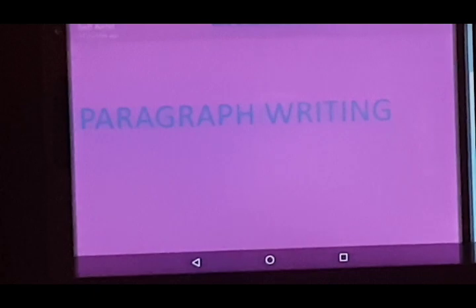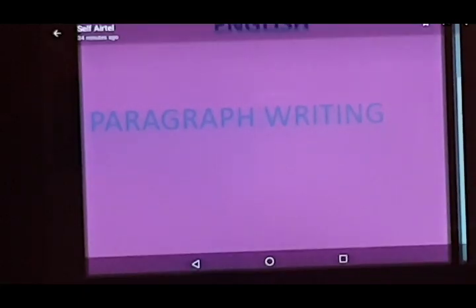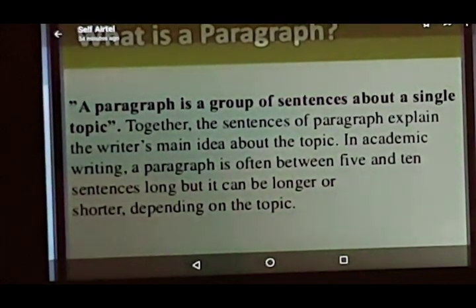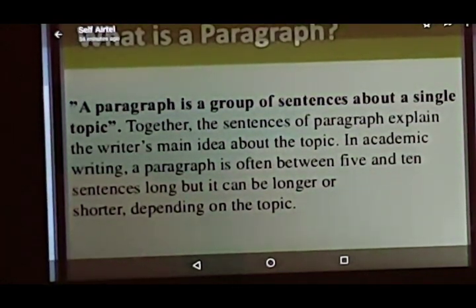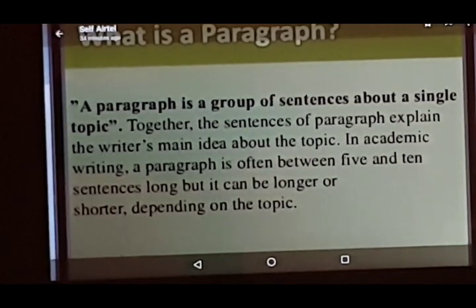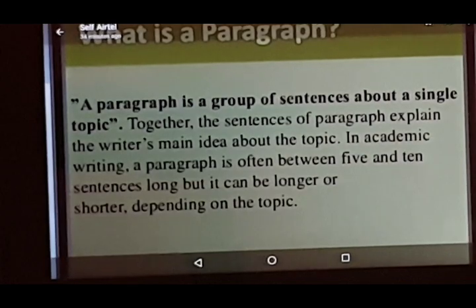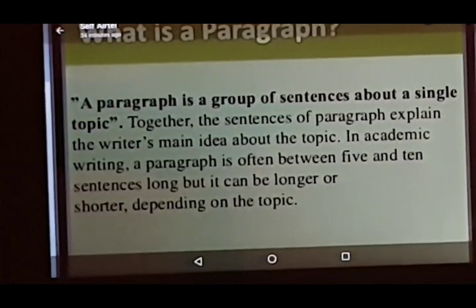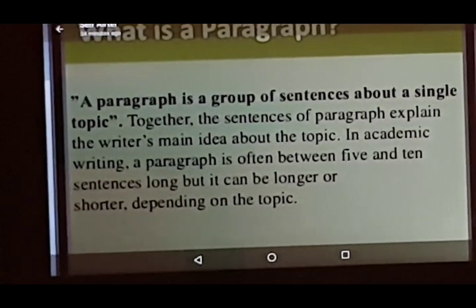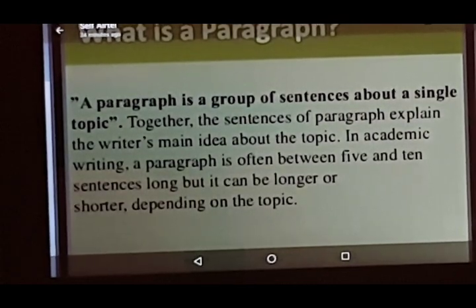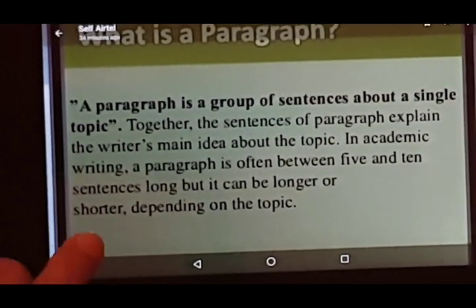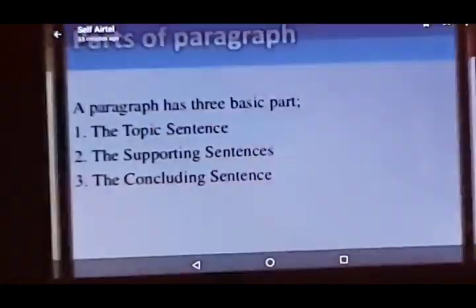Now paragraph writing, how we should write it. Let's go into detail. A paragraph is a group of sentences about a single topic, and together those sentences make a proper paragraph which explains the writer's main idea about the topic. In academic writing, like in schools, a paragraph is often between 5 and 10 sentences long, but it can be longer or shorter depending on the topic.